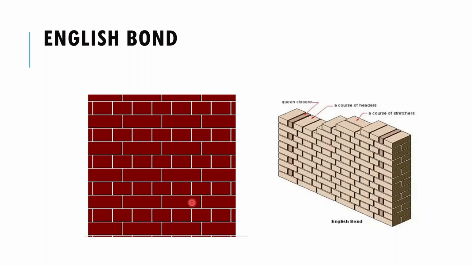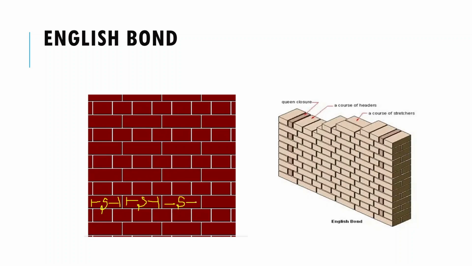One course, that means one layer of brick masonry, will be of stretchers, and the second layer will be of header faces. You can see here, I'll show you in a different color. This is your stretcher face. Why? Because it is a long face facing towards us. So this is a stretcher, this is another stretcher, and it follows the same pattern.